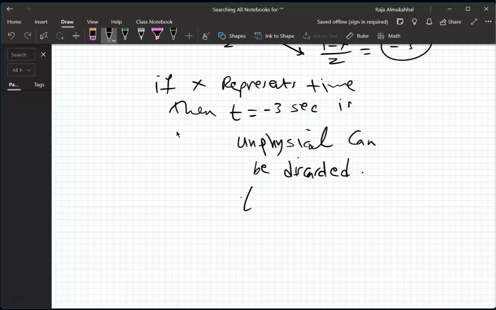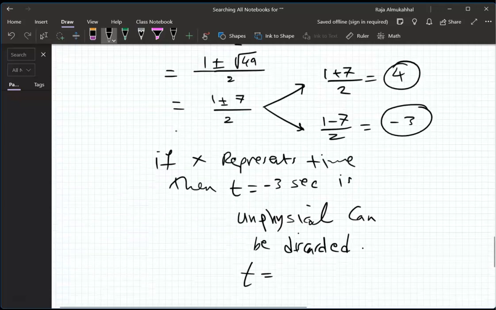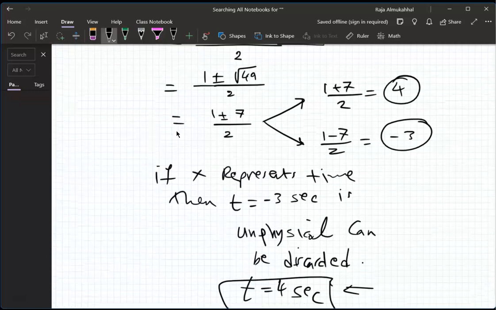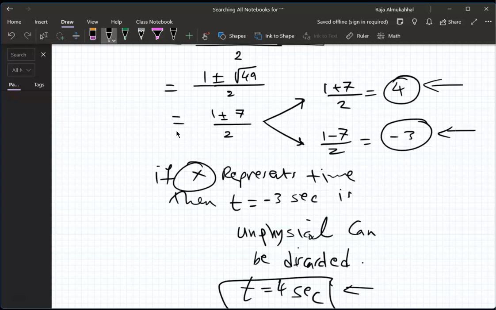So the legitimate answer for this problem, if we did everything correctly, would be something like 4 seconds, not the -3. You just simply ignore it because time is that. However, if x represents velocity, well, it's fine. The meaning is that velocity is 4, say miles per hour. The positive means the object is moving to the right, and also it's moving to the left at 3 miles an hour. Again, it depends on the problem and how those 2 roots are interpreted. You see what I'm saying?